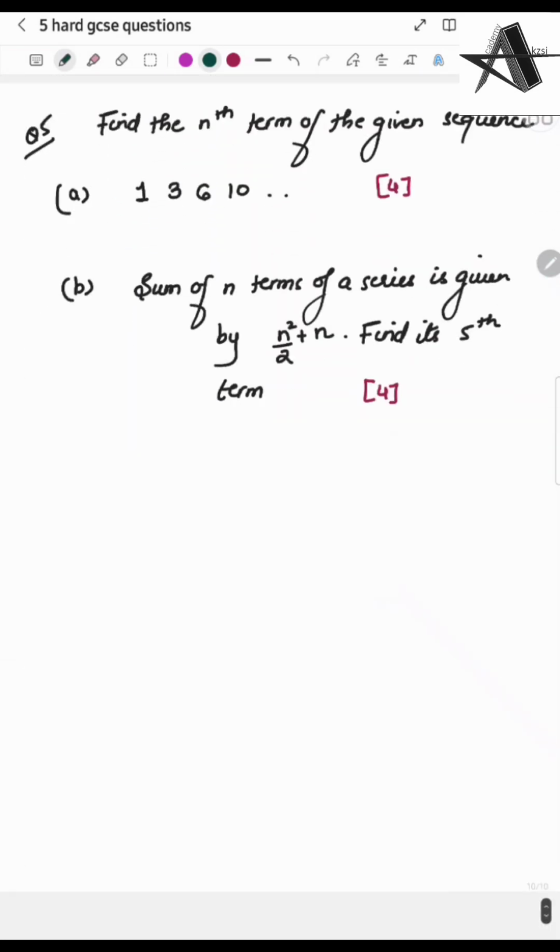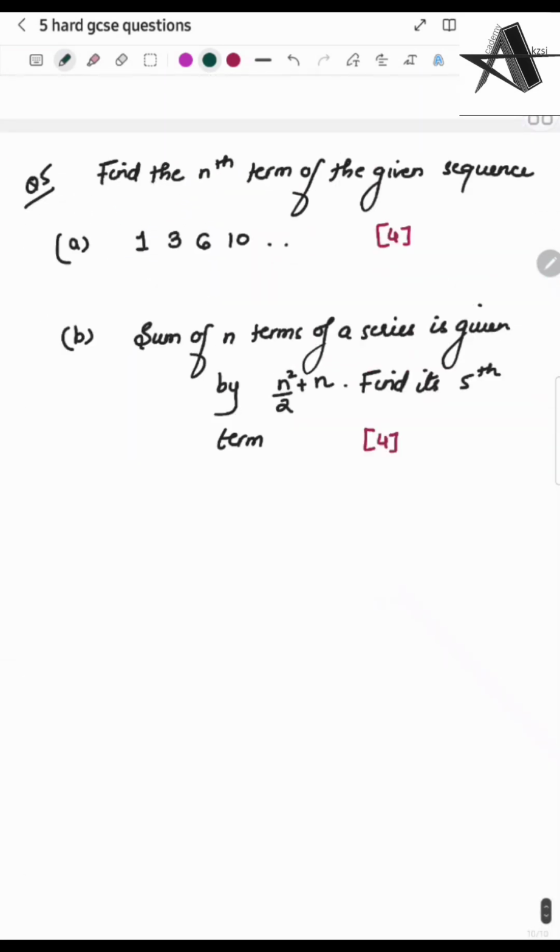Moving on to question number 5. Find the nth term of a given sequence 1, 3, 6, 10. Okay, so first write this down. Sequences are a little bit tougher. If you haven't done it, I suggest you go through the concepts of it first. First, let me write down 1, 3, 6, 10.